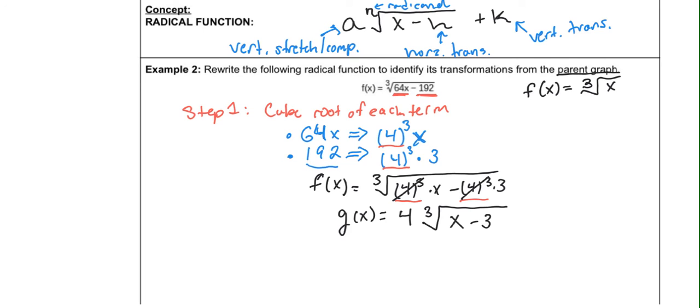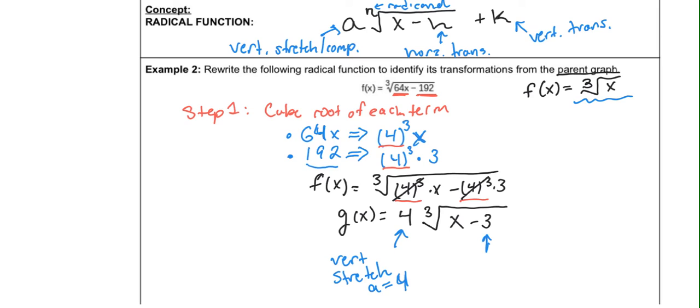Now that we did that and rewrote this, we can figure out what transformations happen to this original parent graph. We can see there's a 4 on the outside now. So that means we have a vertical stretch of a equals 4, because that's our factor a, and we have a 4 outside.